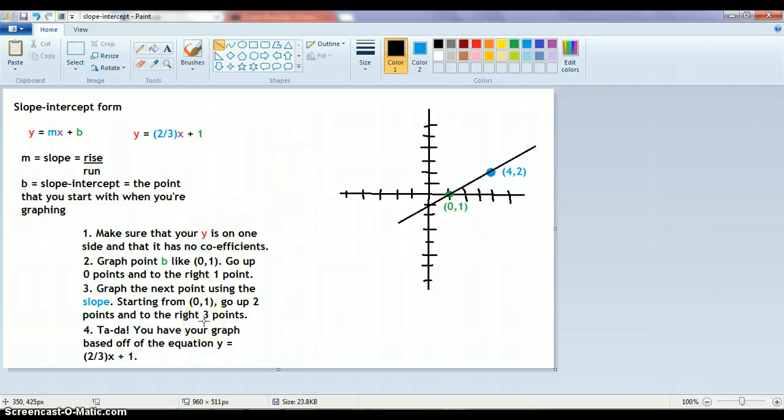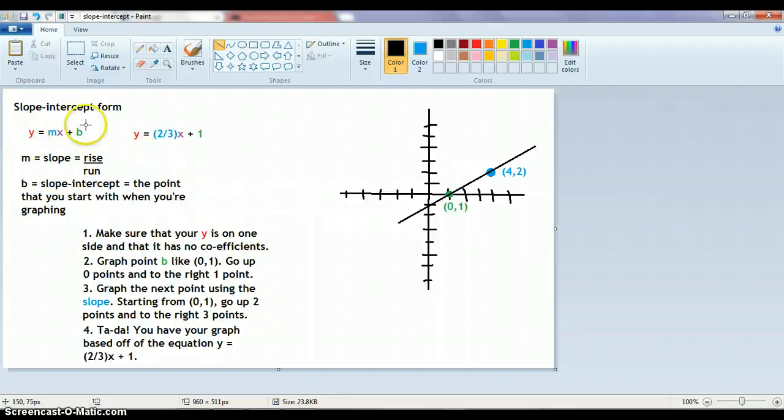Yeah, so you're learning about the slope-intercept form. What? And I'm trying to make a video for someone. It's awkward because it feels like I'm talking to myself. Anyway, so you're learning about the slope-intercept form.